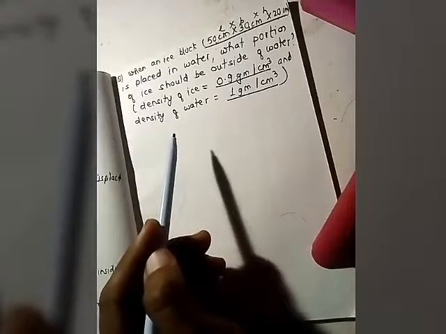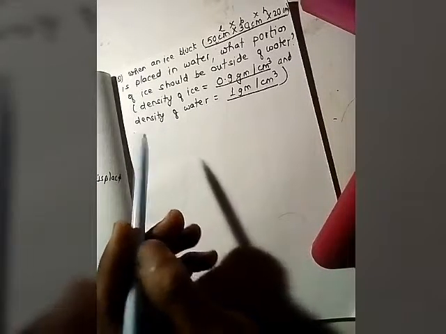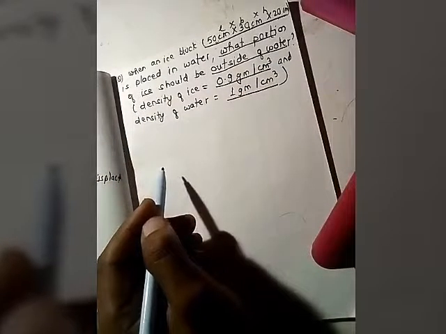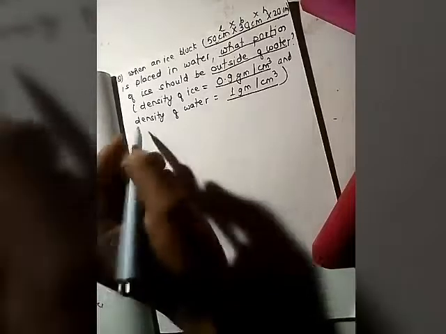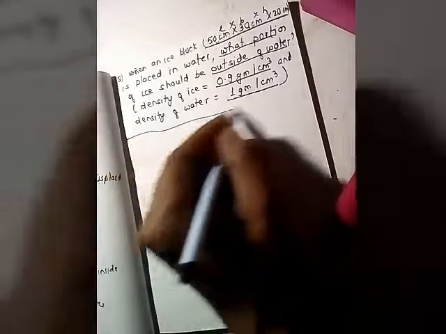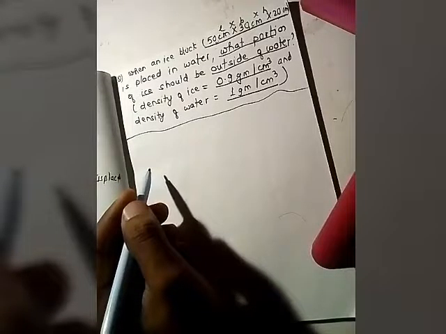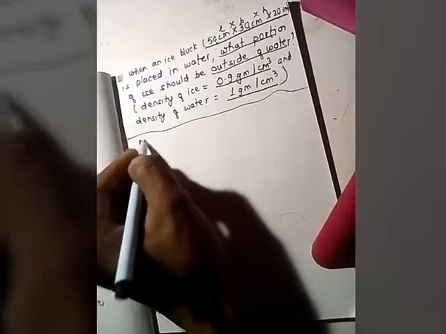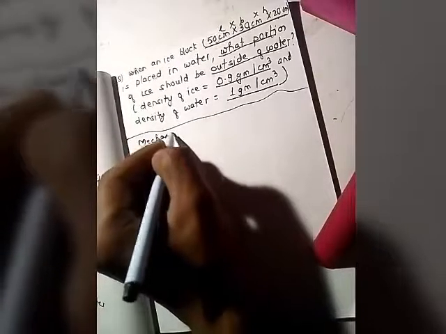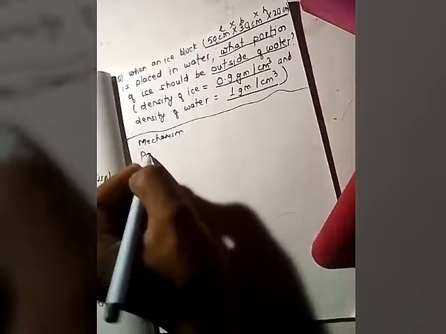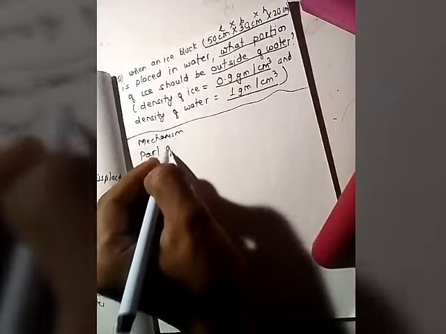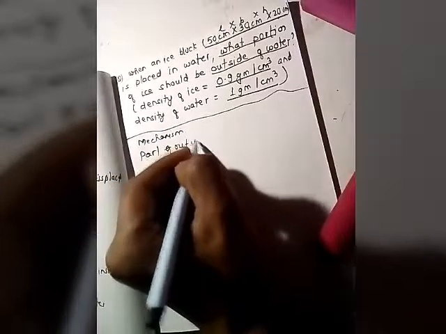That will be a much easier thing to do. Okay, now we have to find what the question says: what portion of ice should be outside. So we are asked to find the part outside, and let's talk about the thinking mechanism. When you try to solve a problem, we always have a thinking mechanism, certain ways. So what's our mechanism? We have to find the part outside.